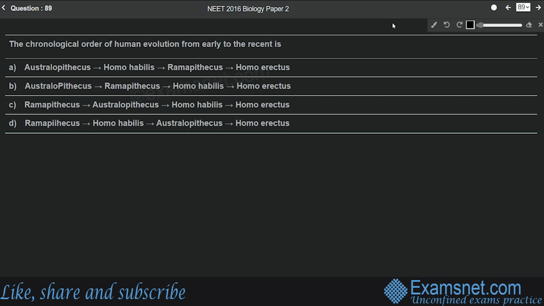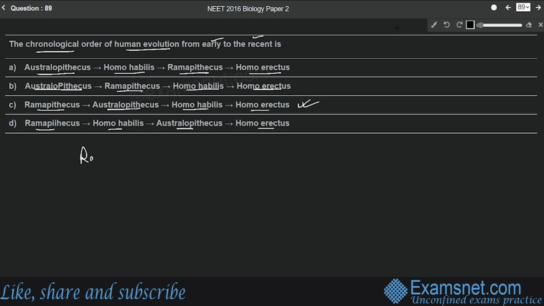Now question number 89 is also from evolution, and the question is the chronological order of human evolution from early to recent. Option A: Australopithecus, then Homo habilis, then Ramapithecus and Homo erectus. Option B: Australopithecus, then Ramapithecus, then Homo habilis and Homo erectus. The third one is Ramapithecus, then Australopithecus, then Homo habilis and then Homo erectus. And the last one is Ramapithecus, Homo habilis, Australopithecus and Homo erectus. Okay. So the correct answer out of them will be option number C. First one will be Ramapithecus.